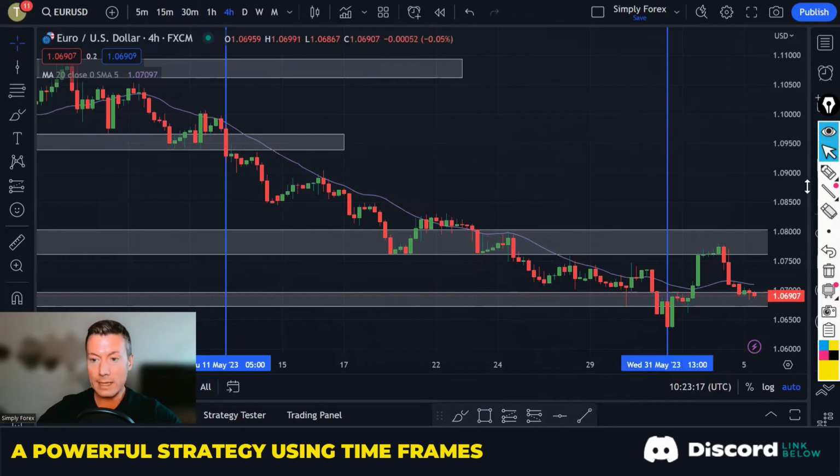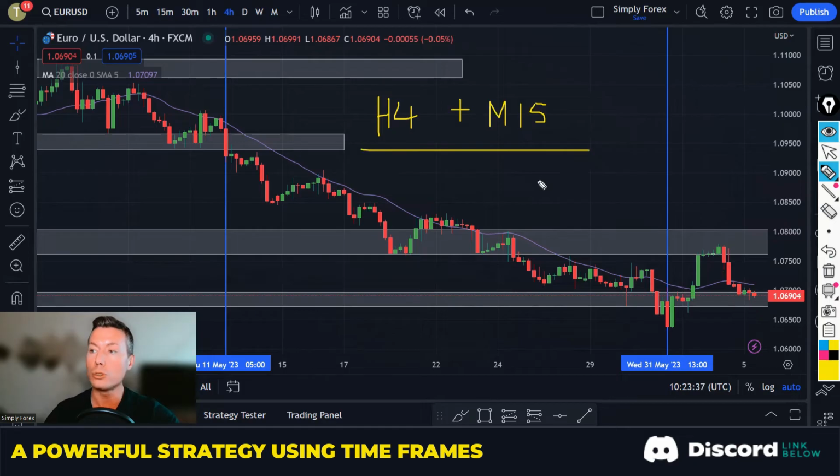So exactly the same premise, guys. I just showed you daily with H1. We're now going to look at H4, yeah, with M15. Yeah, maybe this time frame suits your personality better. This will give you more setups, obviously. So perhaps this time frame is more suited for you and your personality. So let's check and have a look.